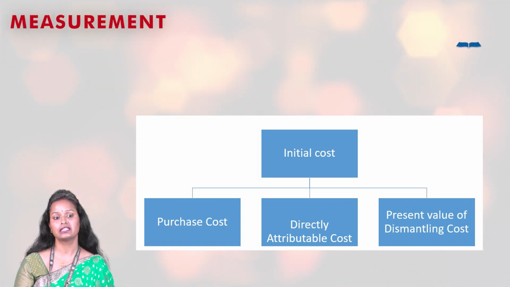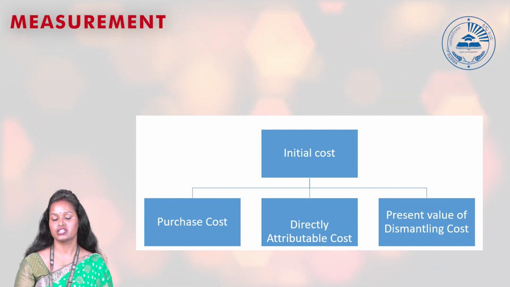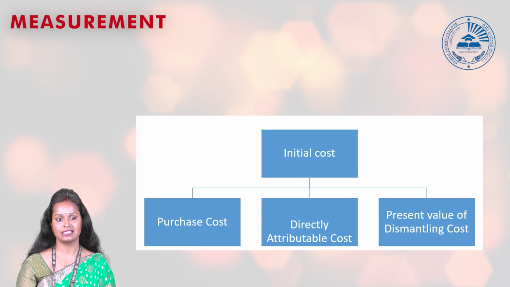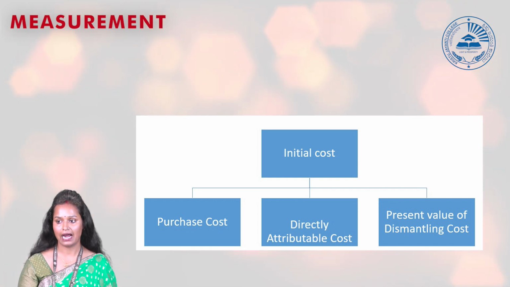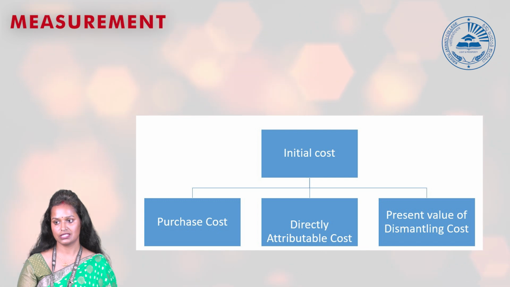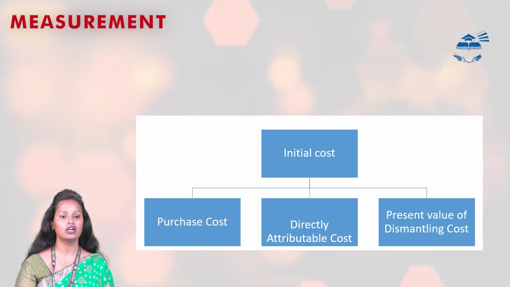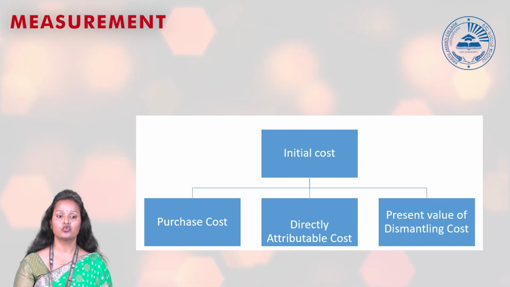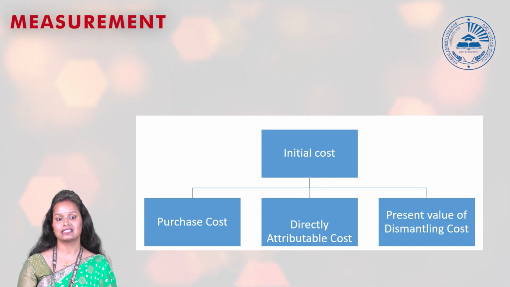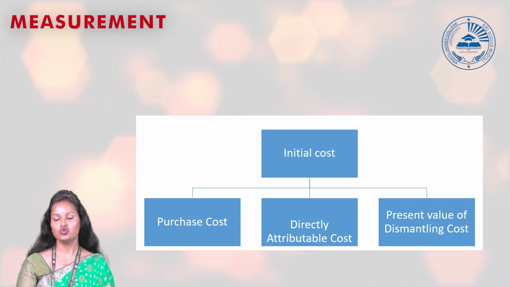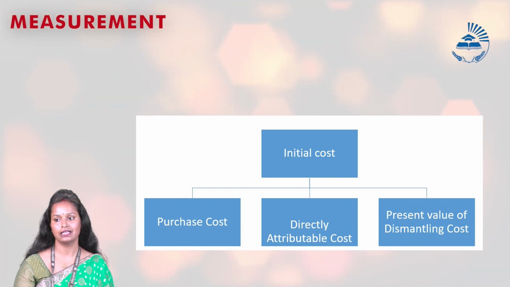Now, one more important thing: in purchasing that particular asset, if we had any trade discount, we first have to deduct that trade discount from the purchase cost, and then we have to add import duty in case that particular asset is an imported asset. In that case the company has to pay import duty to the government, so that cost must be added to the purchase cost.